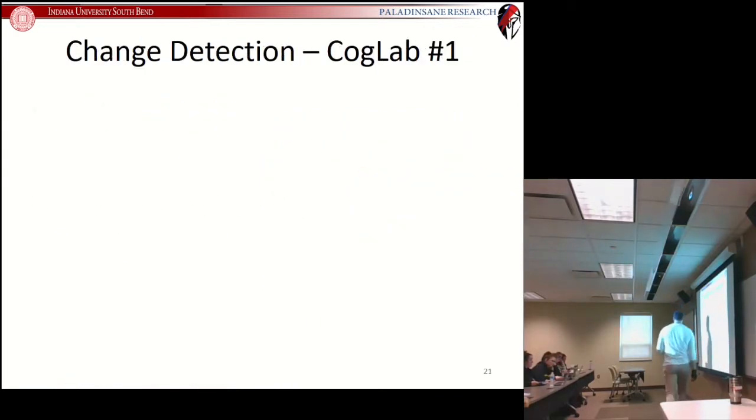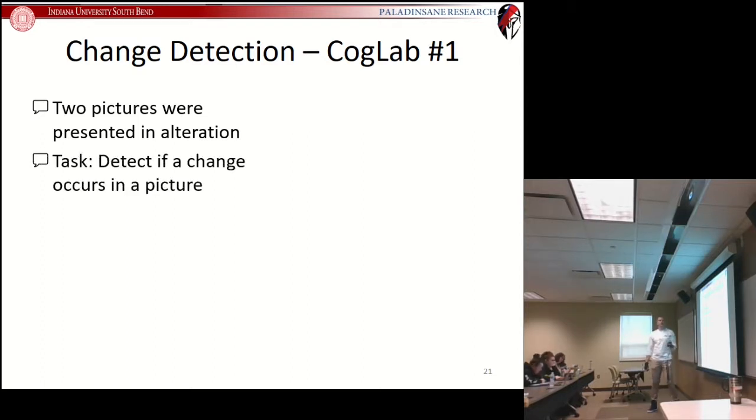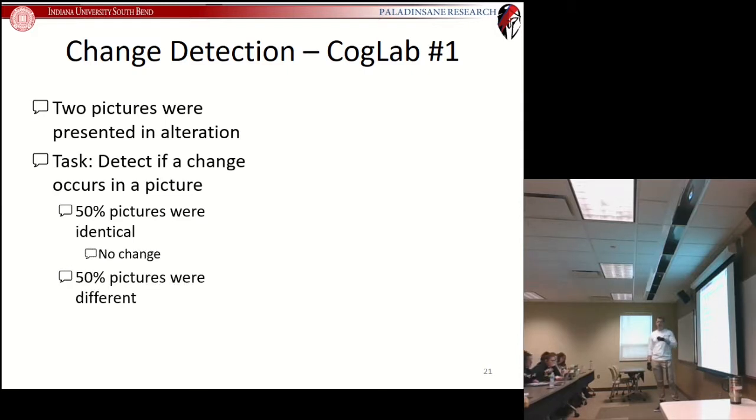All right. So let's take a look at change detection, the first Cog Lab that you completed. In this one, two pictures were presented in alternation. They went back and forth, and your task was just to detect if a change occurred in the pictures. 50% of the pictures were identical, 50% were different, where there was some change. So in half of the pictures there was no change, in half there was a change, and your task was simply to identify: yes, there is a change in this picture, or no, there is not a change in this picture.